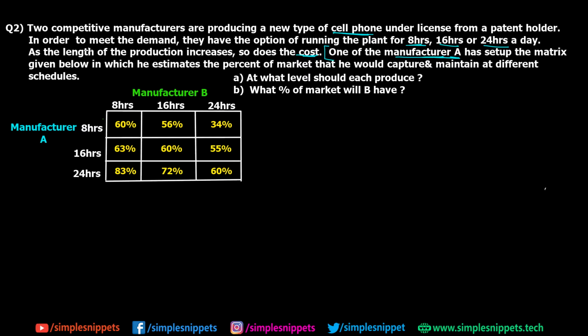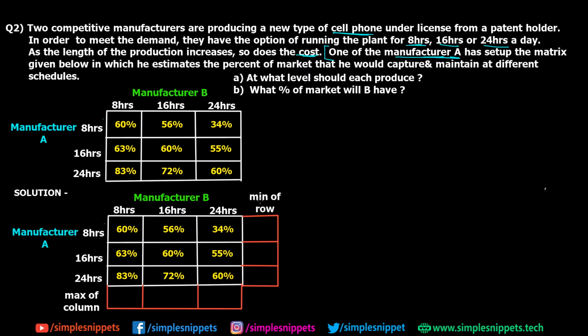Okay, so now that this numerical is very clear, let's actually calculate the MaxiMin and MiniMax values. So again, to do that, we have to first calculate minimum of rows and maximum of columns. Let's calculate minimum of rows first. So in the first row, you can see the minimum value is 34. So I'm going to write 34. In the second row, the minimum value is 55. And in the last row, the minimum value is 60.